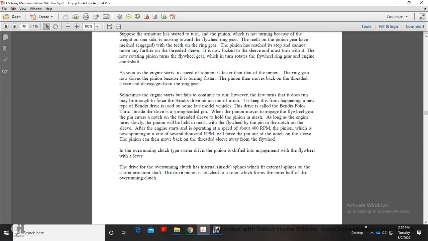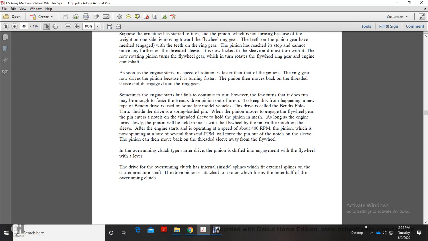To keep this from happening, on the latest model vehicles a newer type of Bendix drive is used, called the Bendix fall-through drive. Instead of a spring-loaded pinion, the pinion is moved to engage the flywheel gear, and the pinion enters the notch on the threaded sleeve to hold the pinion in mesh. As long as the engine turns slowly, the pinion will hold the mesh with the flywheel in the notch on the sleeve. When the engine starts and reaches operating speed at 400 RPM, the pinion is now spinning at the rate of several thousand RPM, which will force the pin out of the notch of the sleeve. The pinion then can move back on the threaded sleeve away from the flywheel.